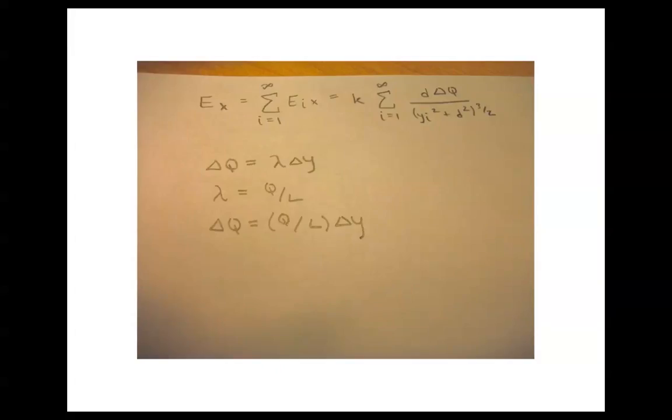Now we must change this equation into a sum to account for every single electric field line going through P. We find that E sub x equals the sum from i equals 1 to infinity of E sub ix, which equals k times the sum from i equals 1 to infinity of d delta q divided by y sub i squared plus d squared to the 3/2. Delta q equals lambda delta y, and lambda being the charge density, which equals q over L, and therefore delta q equals q divided by L times delta y.